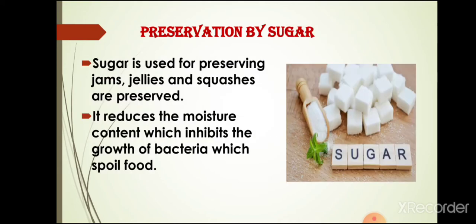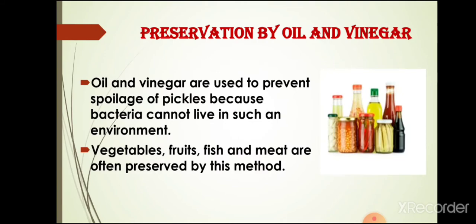Now next is preservation by sugar. We are seeing jams, jellies, squashes. These also are preserved by sugar. So what does sugar do? Sugar reduces the moisture content, which inhibits the growth of microorganisms or bacteria which spoil the food.